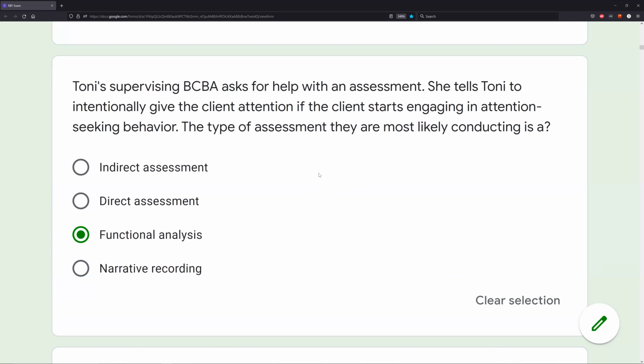And on the exam, it's going to be pretty clear if we're doing some sort of functional analysis or just some sort of basic direct assessment. Again, yes, this is a direct assessment, but functional analysis is more specific. It's the better answer. On the exam, we need the best answer. That's why we don't just read until we find the answer we like and move on. We read all of the answer choices and evaluate all of them. So the type of assessment they're most likely conducting is a C, functional analysis.